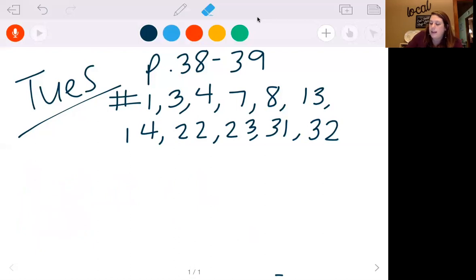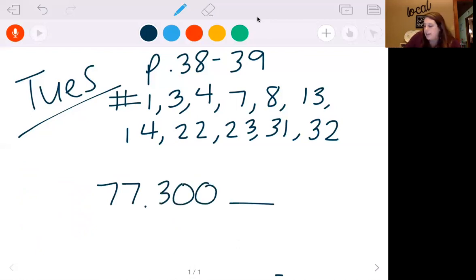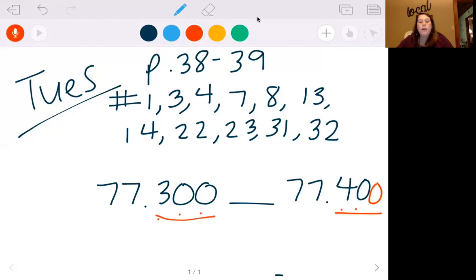So for those, if I gave you one like 77 and 300ths versus 77 and 40 hundredths. I'm sorry, that was 300 thousandths, by the way. So remember my trick, have the same decimal places after each one. This one has 3, this one only has 2. So if you remember, I can add that 0. And now I'm looking at 300 versus 400. I know that 300 is less, so 77 and 300 thousandths is less than 77 and 40 hundredths, okay? So that's what you're doing for 7 and 8.